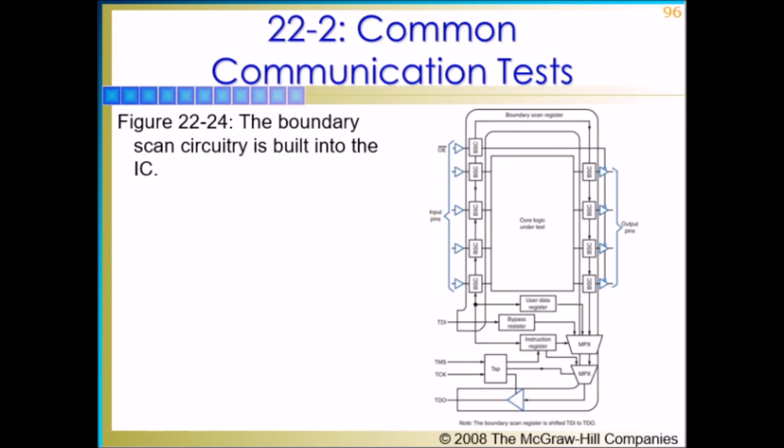The logic circuitry to be tested is in the center and is referred to as the core logic. Surrounding the core is a series of boundary scan cells. Each BSC is made up of pairs of flip-flops and some multiplexers that can receive inputs and store them, or output their contents when interrogated.